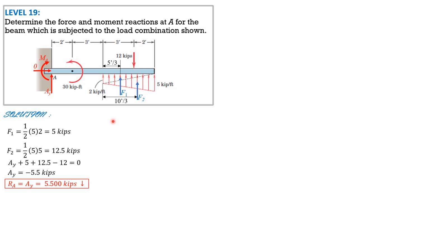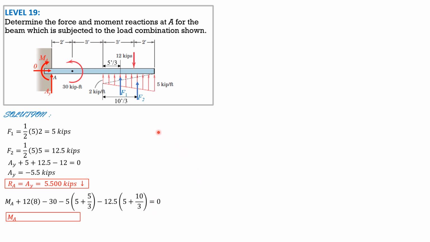Then summation of moment about A equals 0, clockwise positive, MA plus 12 times 8 minus 5 times quantity 5 plus 5/3 minus F2 12.5 and the moment arm is 5 plus 10/3 equals 0. So MA is equal to 71.5, kip-foot clockwise.